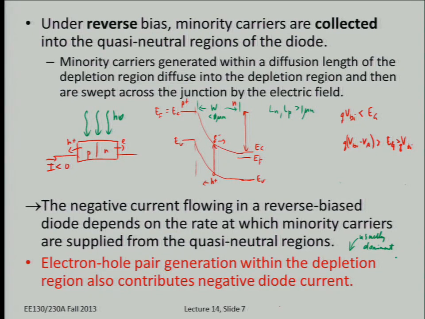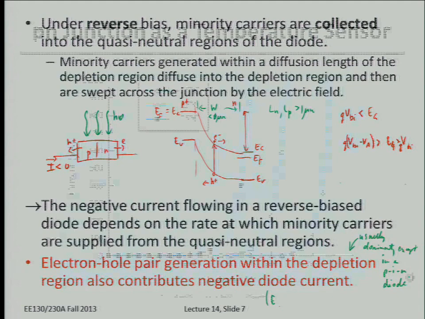So we're going to talk about a special case. The exception, where this is usually dominant except, is in a PIN diode. We'll talk about that in a few slides, and you have that for your homework for next week.